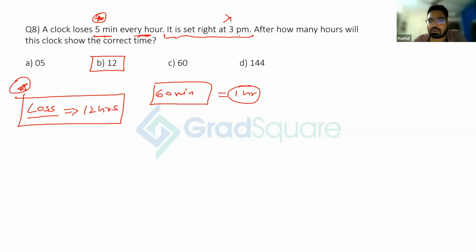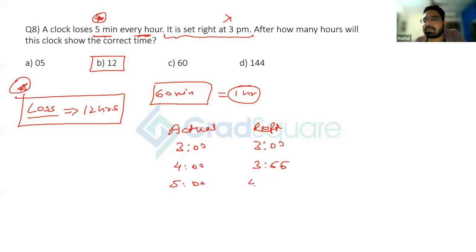So let's say it is 3 o'clock. Okay, so let me now start giving you a more detailed understanding. At 3 p.m., the actual time and the reflected time on the clock are both 3 o'clock. Clear? Now, at 4 o'clock of the actual time, what will be the time reflected over here? It will be 3:55. Correct? At 5 o'clock, what will be the time reflected? It will be 4:50. At 6 o'clock, what will be the time reflected? It will be 5:45. This is how the clock will move.